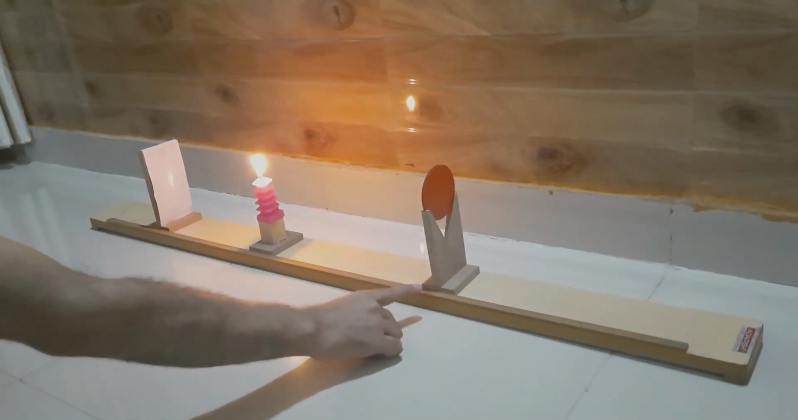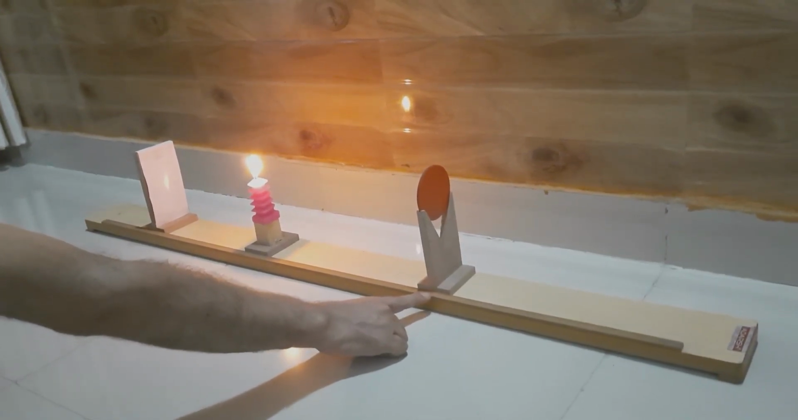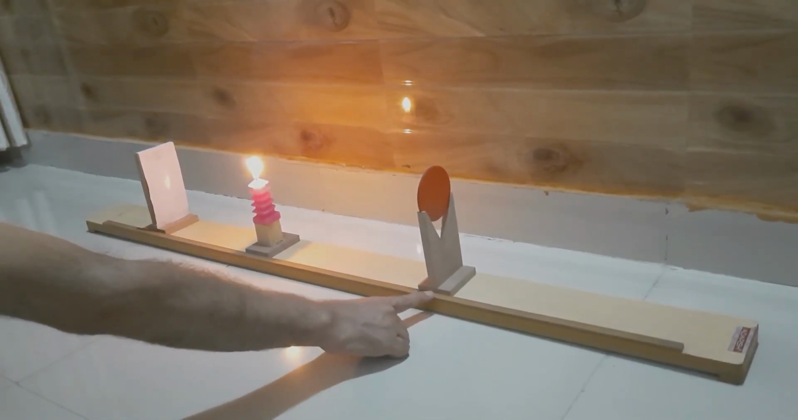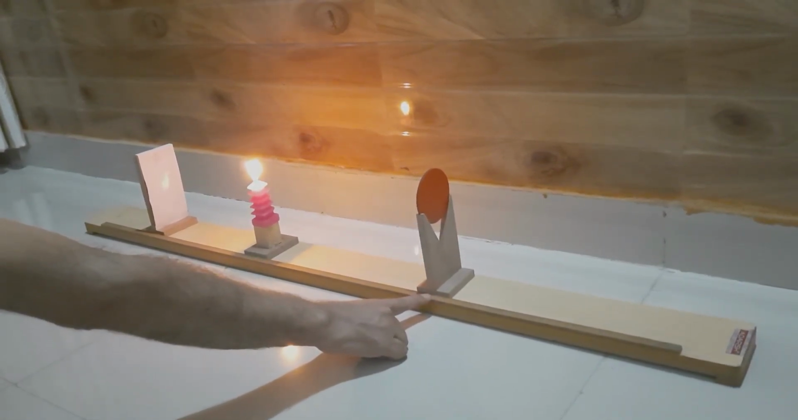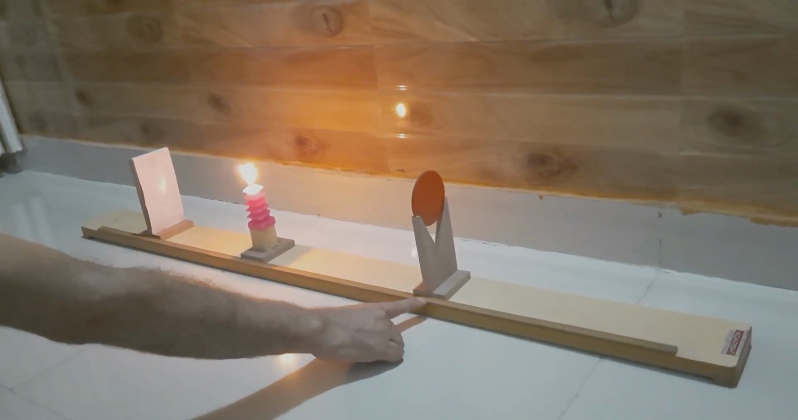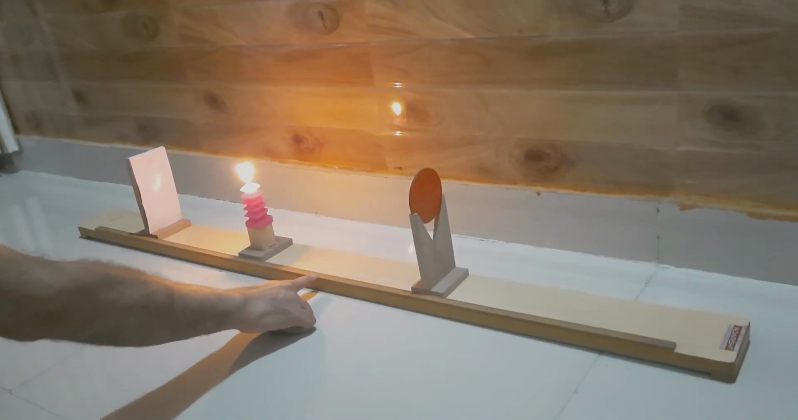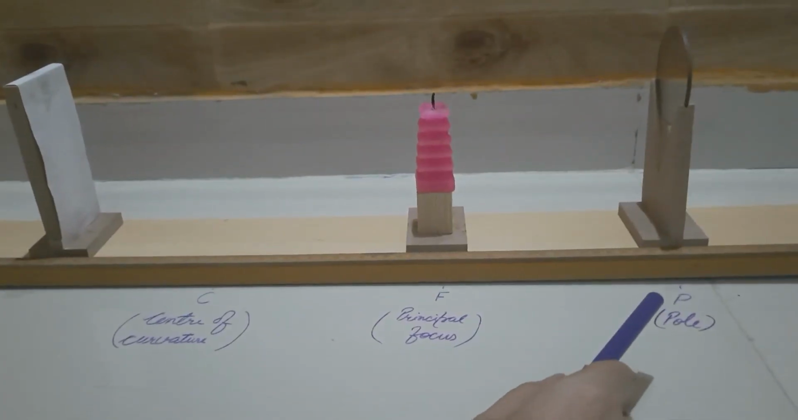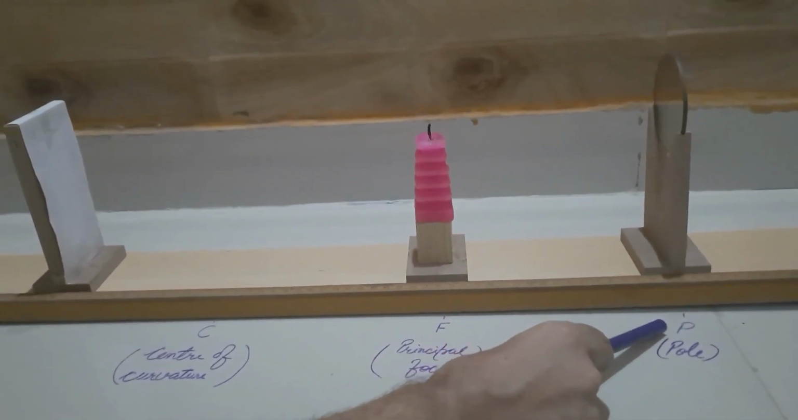I have placed this mirror stand at the 70 centimeter mark, which means all the distances will be taken from this point for the calculation purpose. Now its focal length is 18 centimeter, that's why the mark will be 52 here. All the distances are taken from the pole, represented by capital P here.